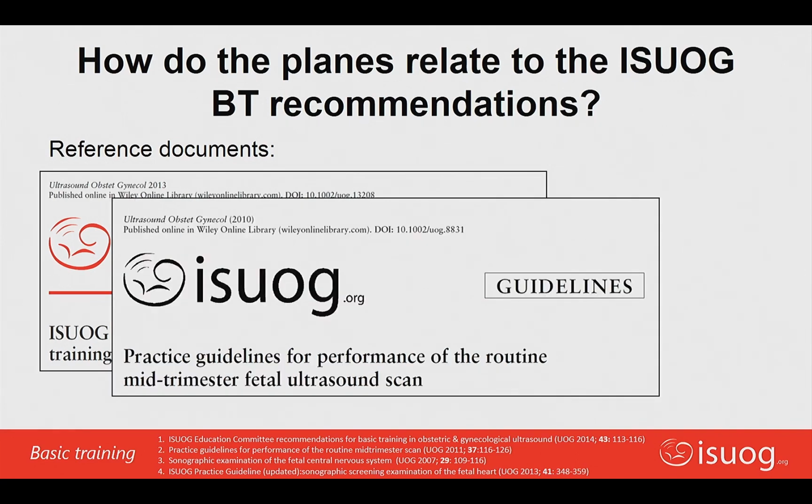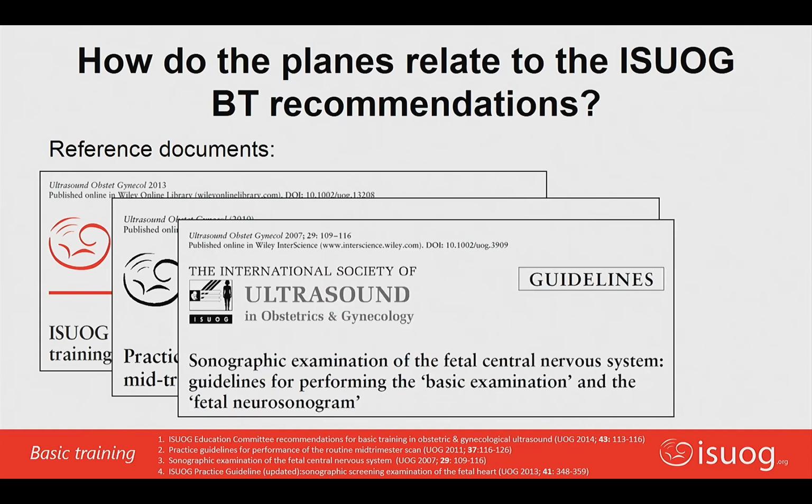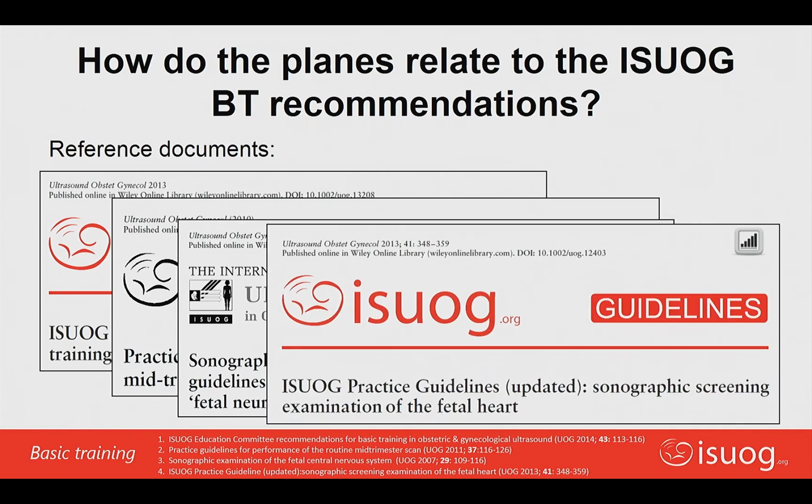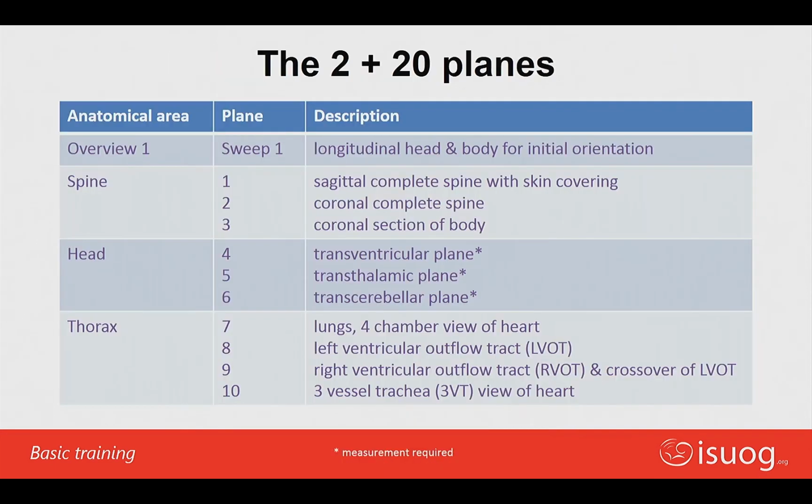Then the second one is the practice guidelines for performance of the routine mid-trimester fetal ultrasound scan, so the 20-week scan. That came out before that, in 2010. And the oldest one is addressing the basic examination of the fetal central nervous system, the basic examination and the more advanced fetal neurosonogram, and that's 2007, as I said before. And then the latest one is the second version of the cardiac screening guidelines, which came out in 2013. So those are the 4 documents that really should form the bedrock of your examination.